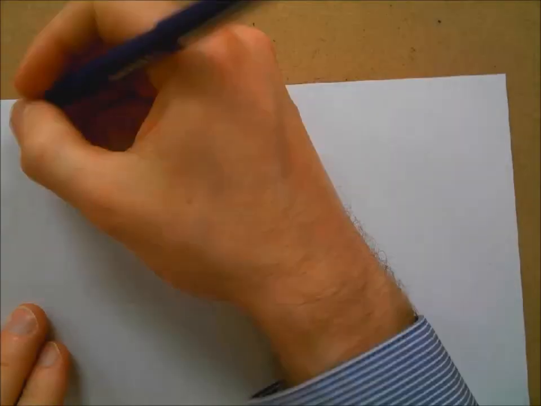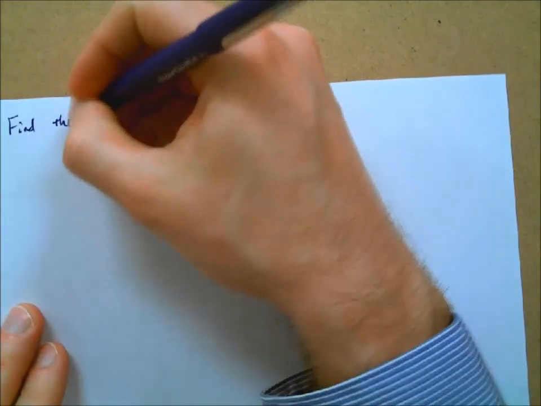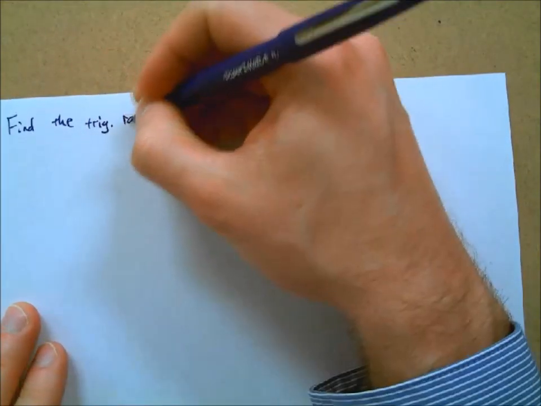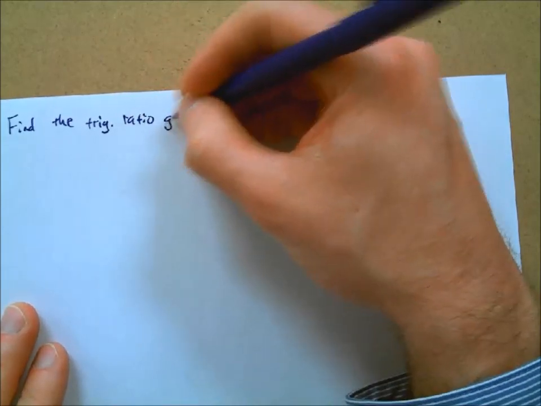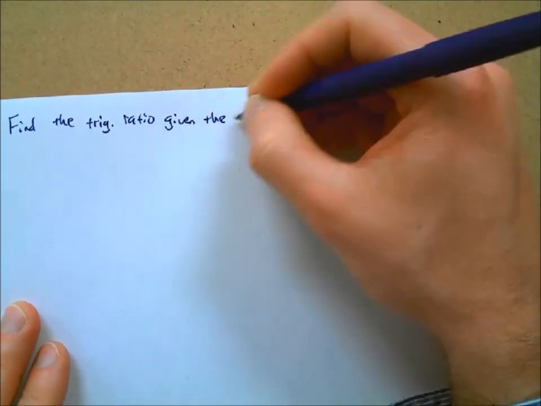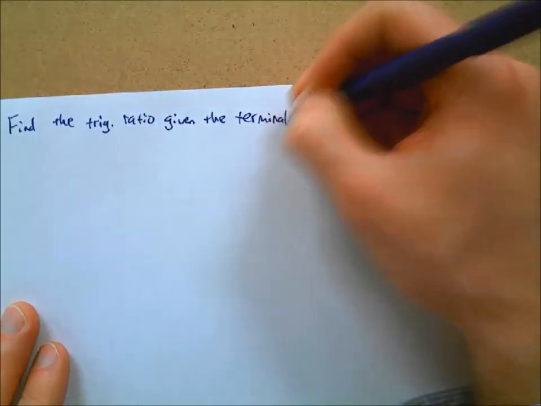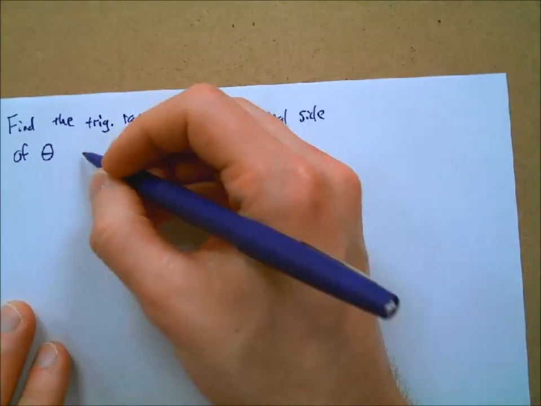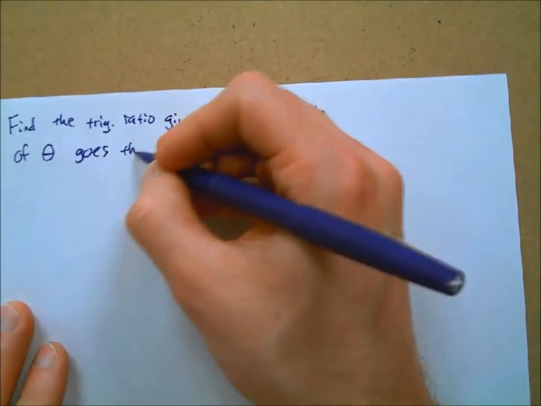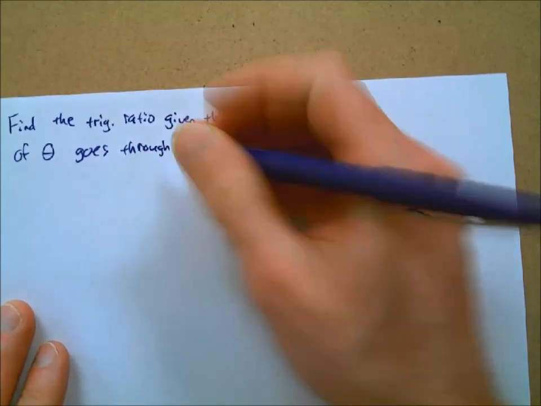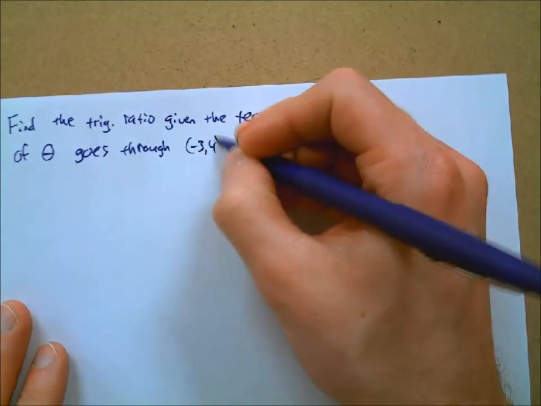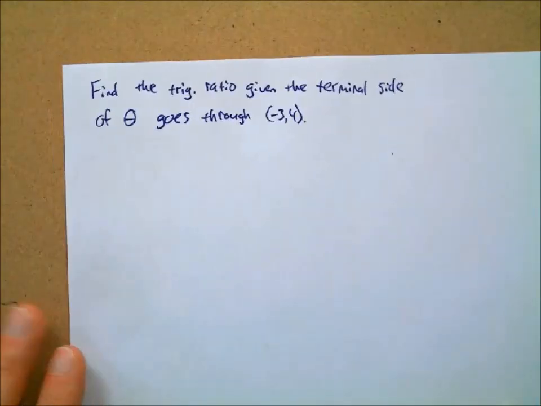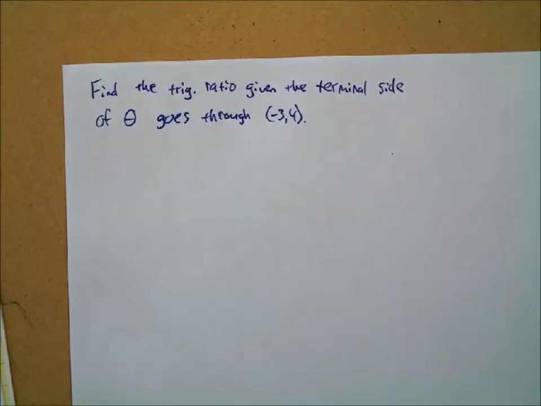Okay, one more question here for us, and then I'll get you guys started on your assignment. Find the trig ratios given the terminal side of theta goes through -3, 4. Sorry, I want all of them. Given the terminal side of theta goes through -3, 4.